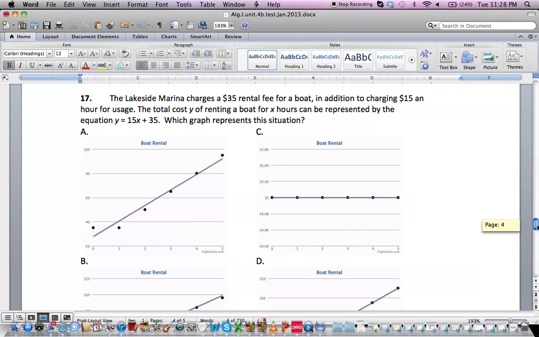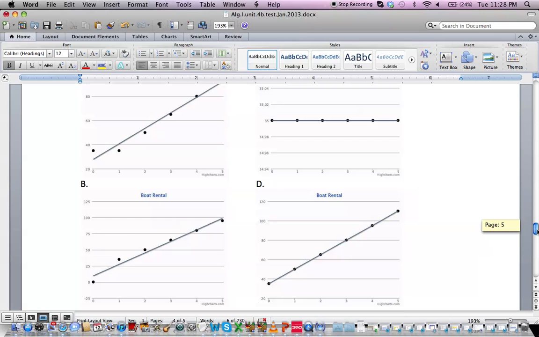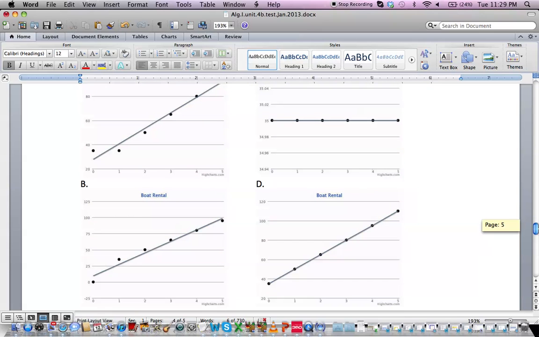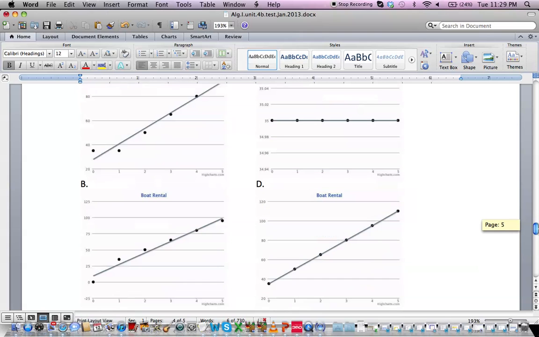I'm going to scroll down just a little bit so you can see. There it is. And there's your equation. Y equals 15x plus 35. And your graphs again. Which one of those represent that? There's your equation. Here's your graphs. Okay?